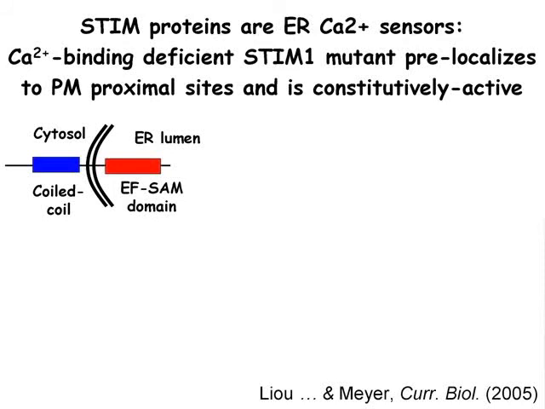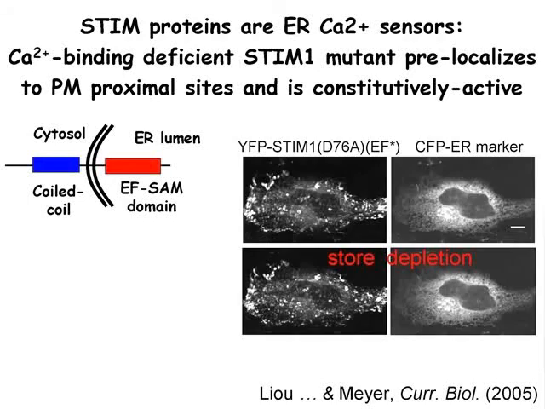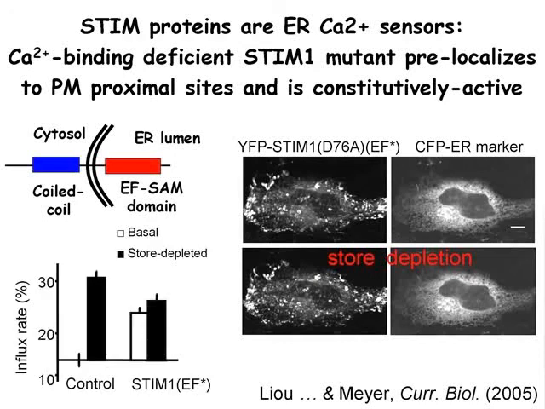And in a number of studies, we were then able to show that in this endoplasmic reticulum protein there is an EF-hand type domain that binds calcium, and we could make a site-directed mutant of that calcium binding site, and found that the protein then already pre-localizes to the junctions and constitutively activates calcium influx into cells, arguing that it's indeed the sensor and mediator of this process.